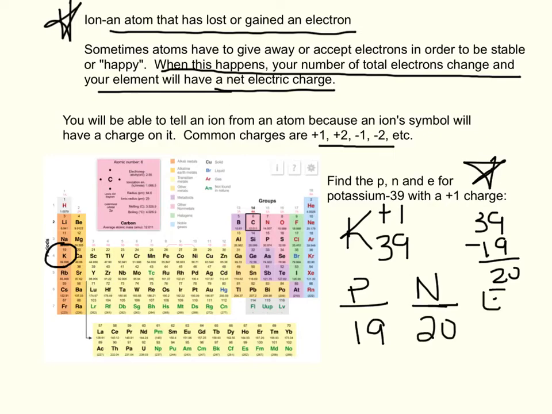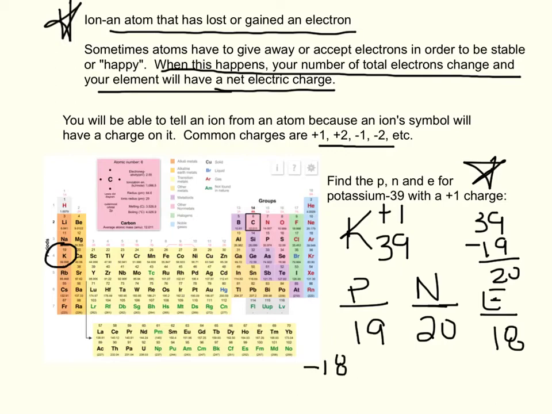And then we're going to do electrons. Now, normally you'd have 19 electrons, but that plus 1 means that you have more positives than you have negatives. So we're going to do the opposite of what that charge says. If that charge says plus 1, I want you to subtract 1 from your protons, and that means you only have 18 electrons. So let's take a look at that.